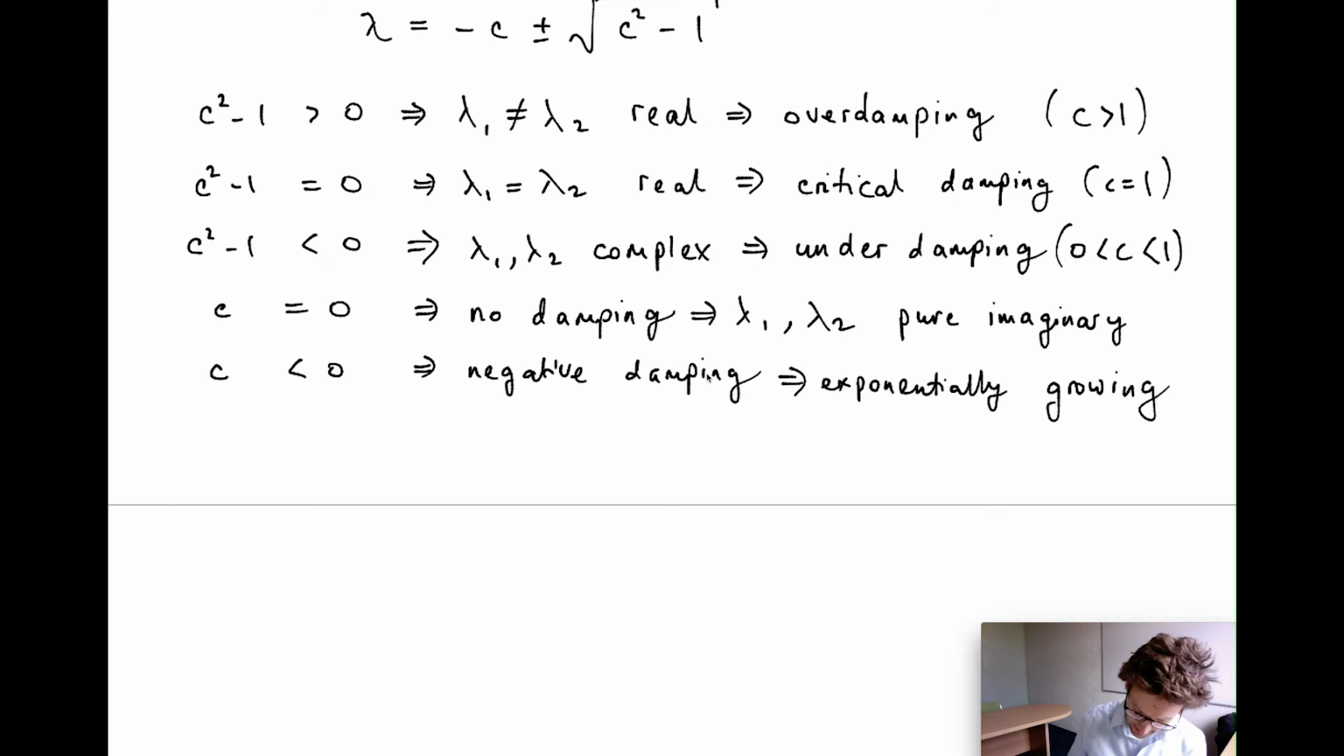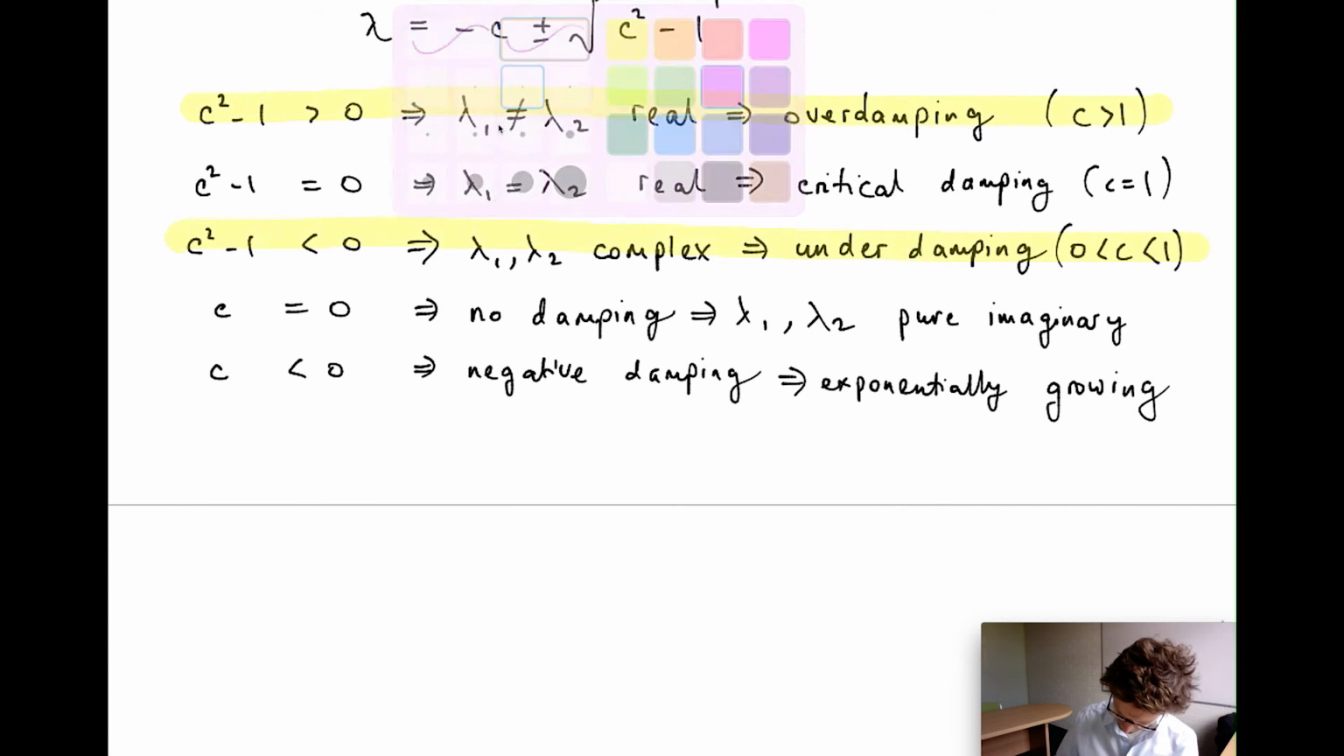So let's quickly sketch what the cases of overdamping and underdamping look like. So we're looking at the case of overdamping, and we're looking at the case of underdamping. In the case of overdamping, we've got two real roots, which means we've got two real decaying solutions with no oscillations. So let's sketch that.